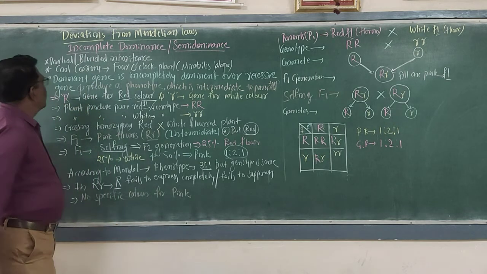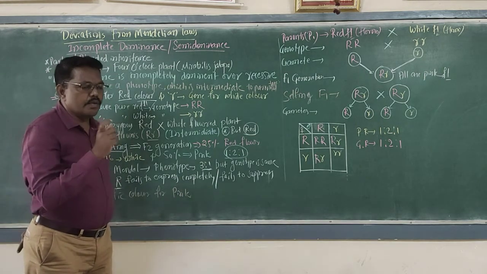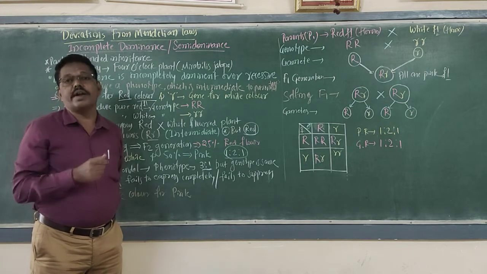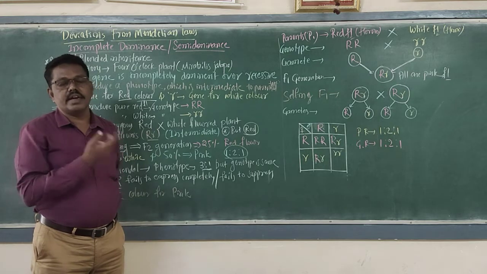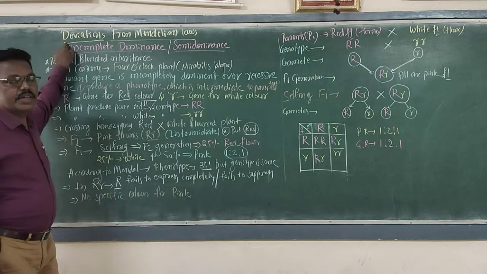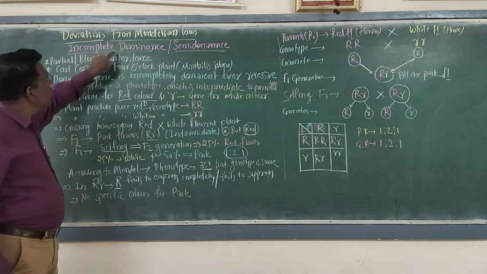When he was working on the four o'clock plant, he found that the law of dominance according to Mendel's law does not apply. The dominance law is not applied in the four o'clock plant. Hence, it is called a deviation from Mendel's law. Now, what do we mean by incomplete dominance?